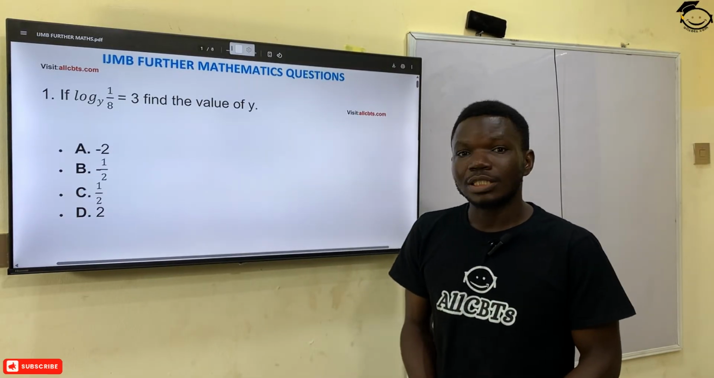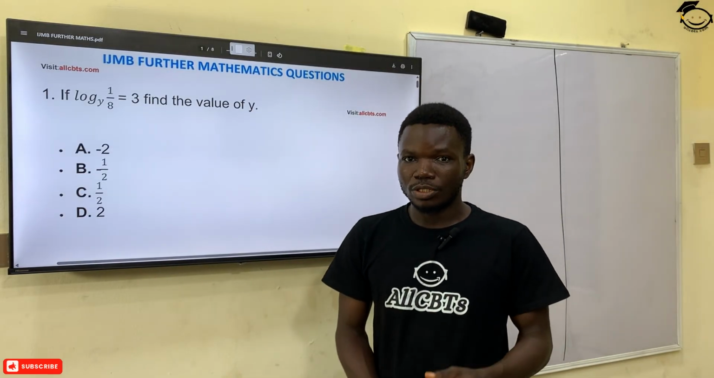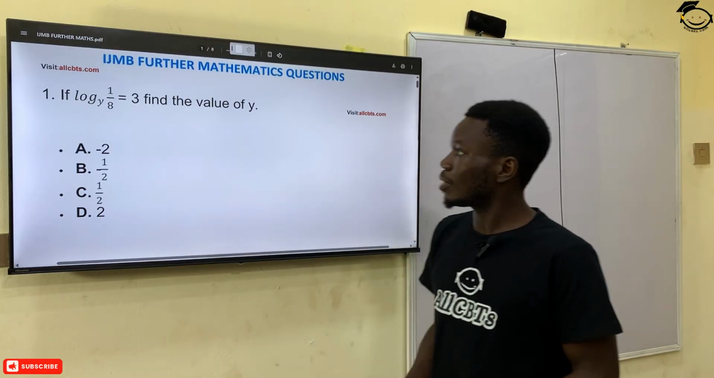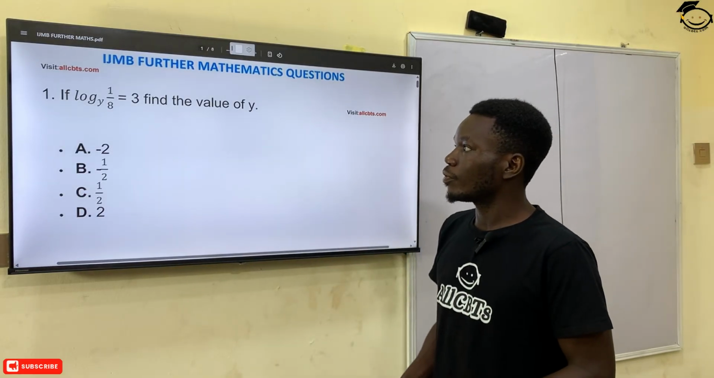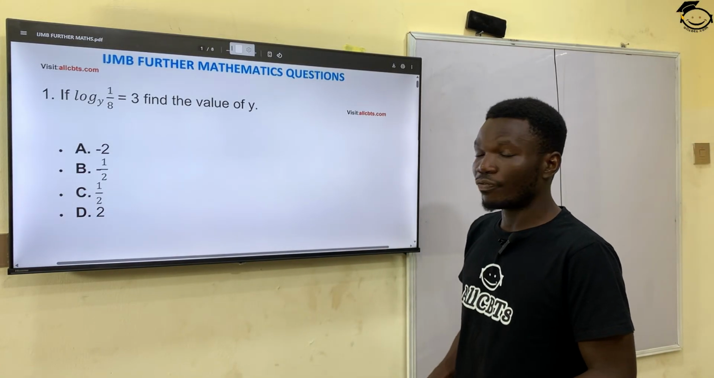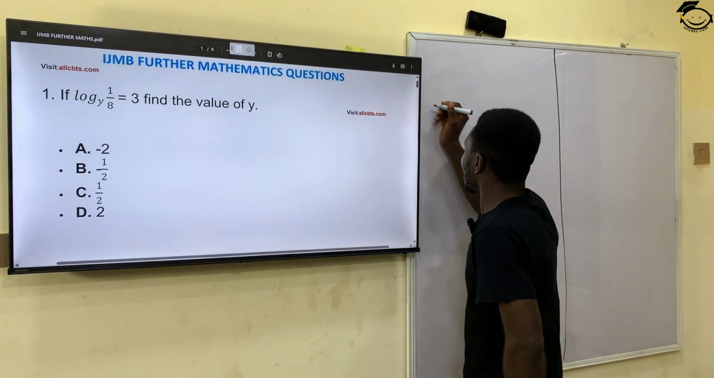Okay, so today we'll be looking at IJMB Further Mathematics past questions. So dive right into it. Question number 1 says, if log 1 over 8 base y is equal to 3, find the value of y. So this is how you solve the question.